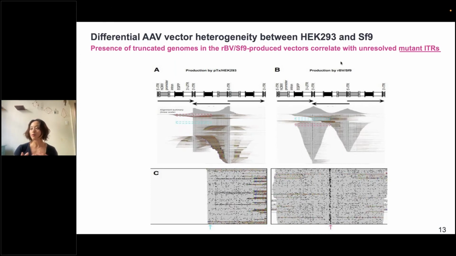What they also found, which is not shown here, was that what was previously thought to be empty capsids actually contained ITR-bearing short DNA fragments. Finally, regardless of the production platform, they showed that ITR heterogeneity directly influences the genome population of the AAV species that's being produced.